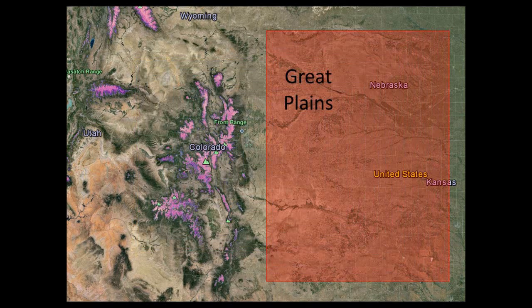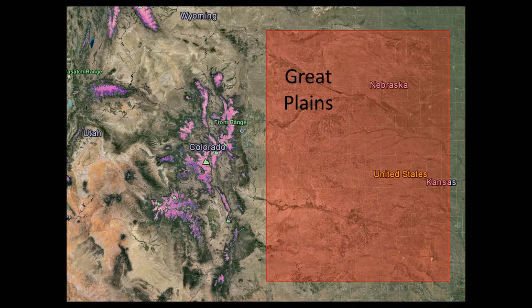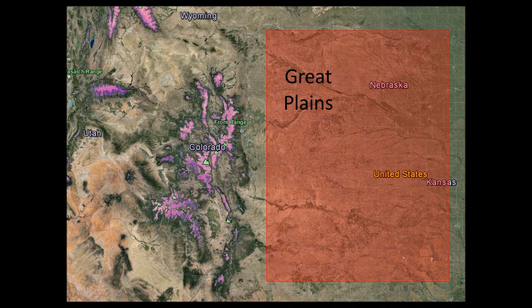To lay out how the snow albedo feedback can influence precipitation on the Great Plains, let's head on over to the whiteboard.